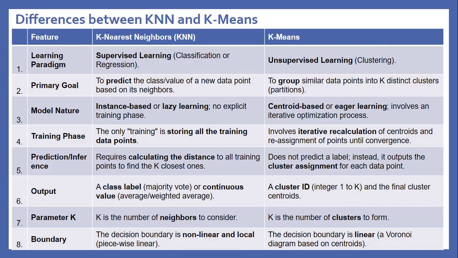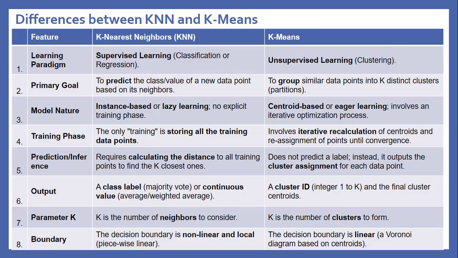Model nature: K nearest neighbor is instance based or lazy learning, with no explicit training phase. K means is centroid based or eager learning, and involves an iterative optimization process. Training phase: in KNN, the only training is storing all the training data points. K means involves iterative recalculation of centroids and reassignment of points until convergence.